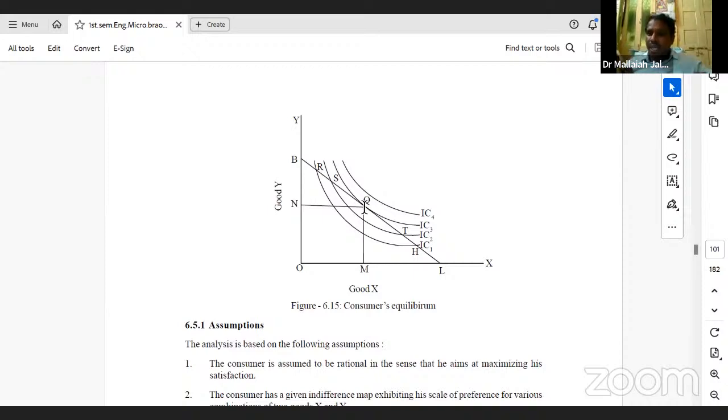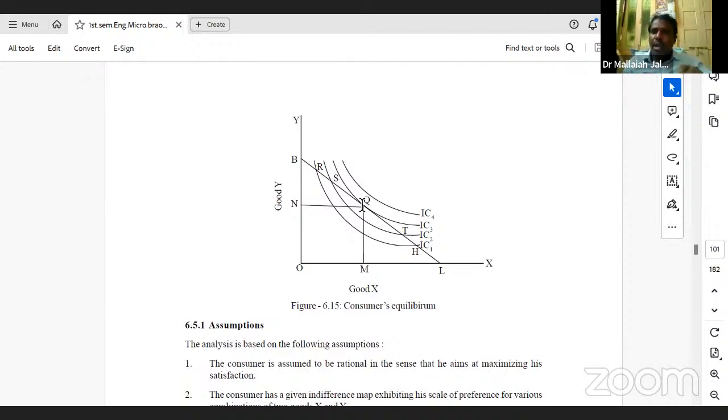Where the indifference curve is tangent to the budget line, there the consumer gets the maximum level of satisfaction. At point R it is not tangent, it is intersecting. At point H also it is intersecting. At point S also, and at point T also. So where is it tangent to the budget line? At point Q. At this point Q, the indifference curve is tangent to the budget line.